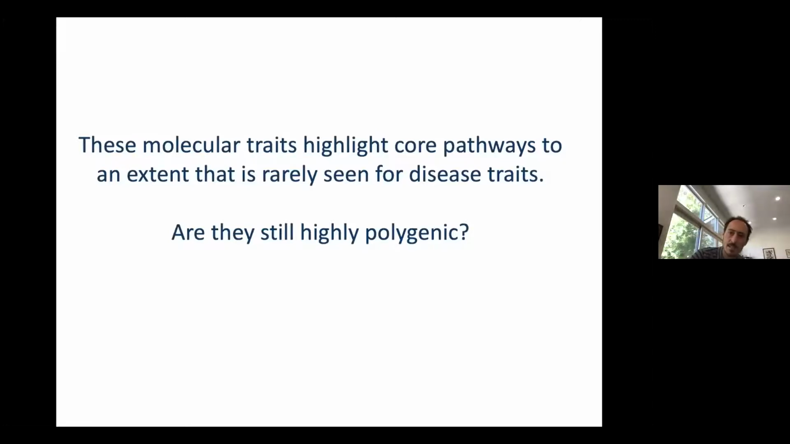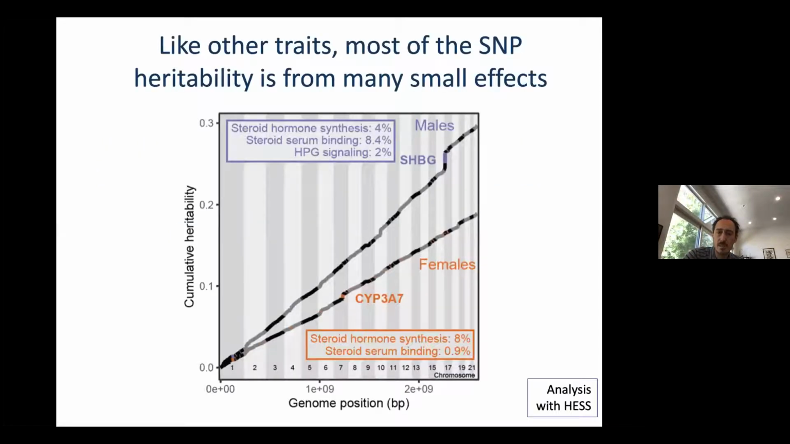But the next point that I want to make on this is that although these molecular traits highlight these core pathways very clearly, they're still extraordinarily polygenic. So this is a plot that we made where we split the genome up into roughly megabase bins, and then we estimated SNP heritability in each bin across the genome from chromosome 1 to 22. The x-axis here shows you the cumulative amount of heritability adding across all of these bins, and the bins that contain these important core genes are marked in orange.